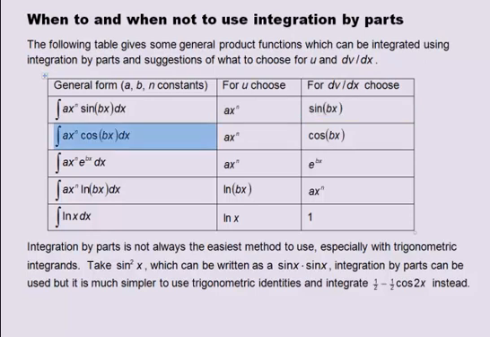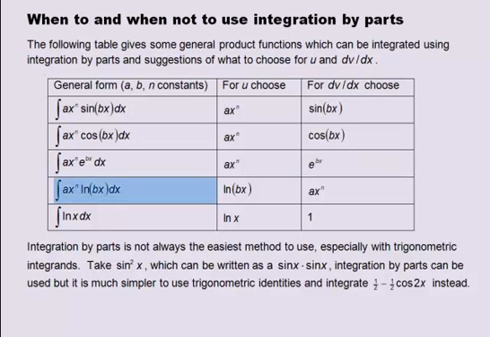For the integral of ax to the n multiplied by cos bx with respect to x. For u, choose ax to the n. For dv by dx, choose cos bx. For the integral of ax to the n multiplied by e to the bx with respect to x. For u, choose ax to the n. For dv by dx, choose e to the bx.